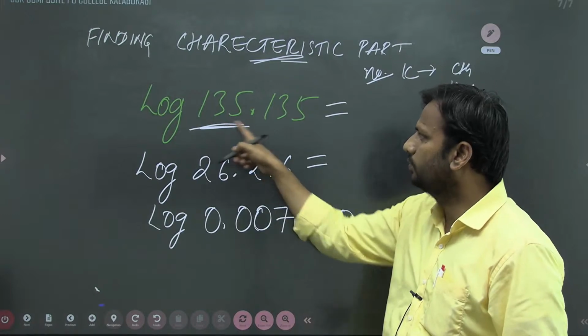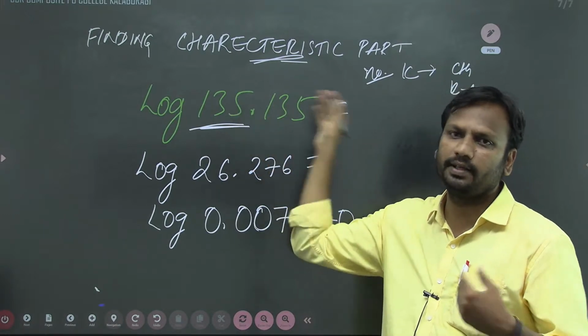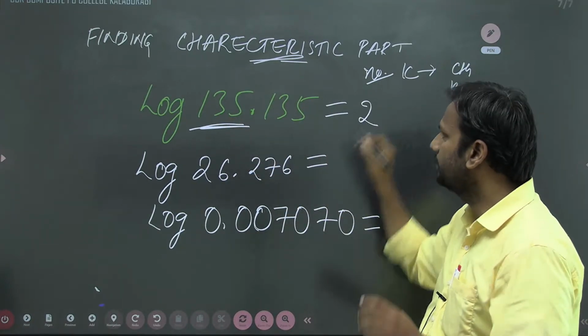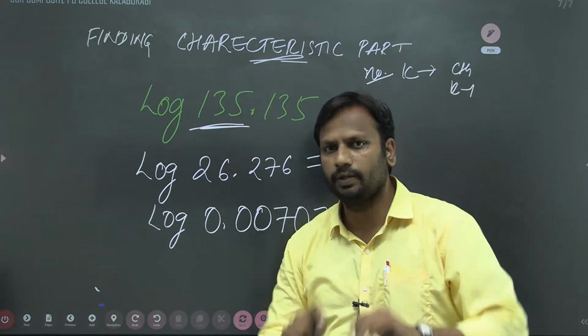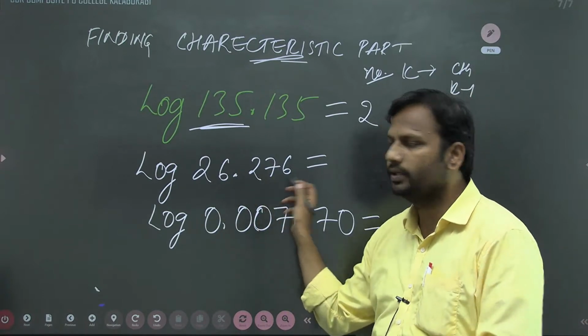Right? So now, which is non-zero one. Non-zero one means greater than 1. So it's a 3-digit number. The characteristic part will be 2, 3 digits minus 1. Now you see, how many digit number is it? 26 point something there.